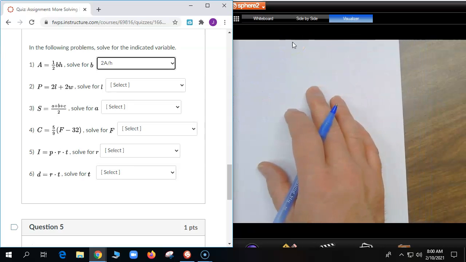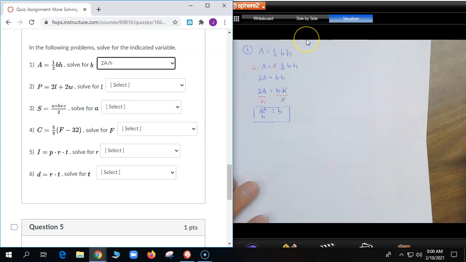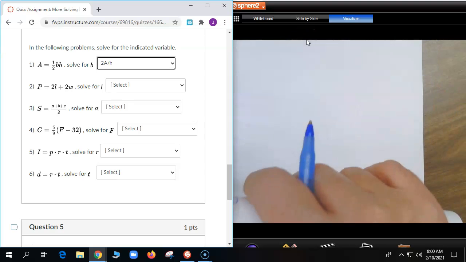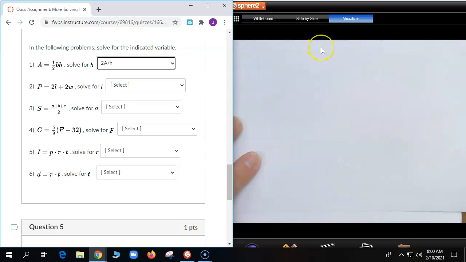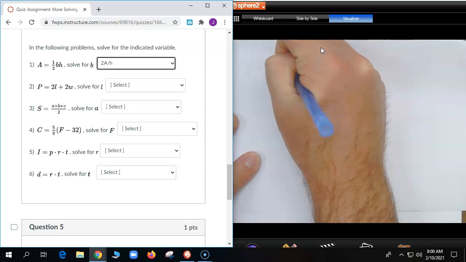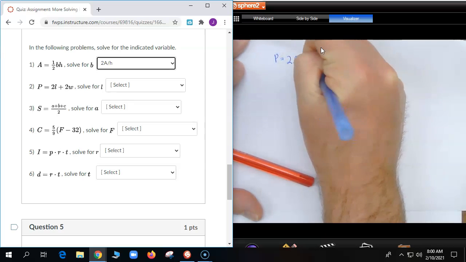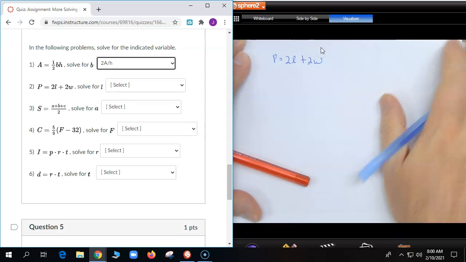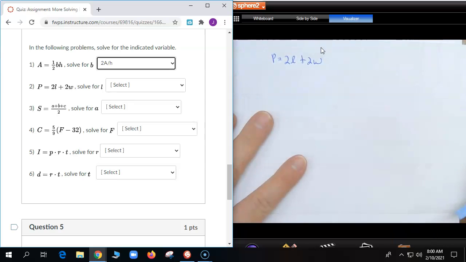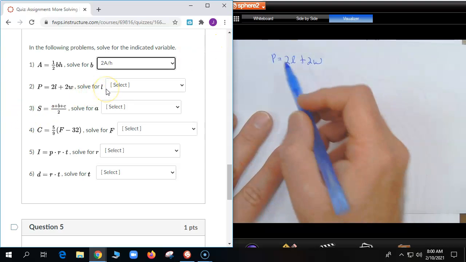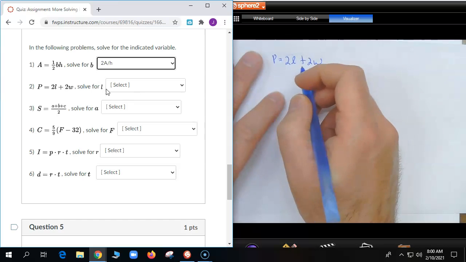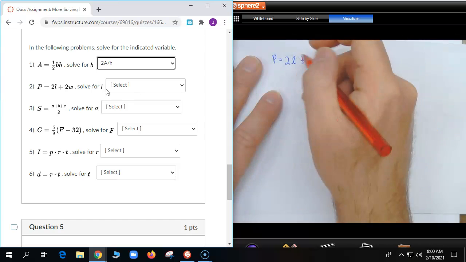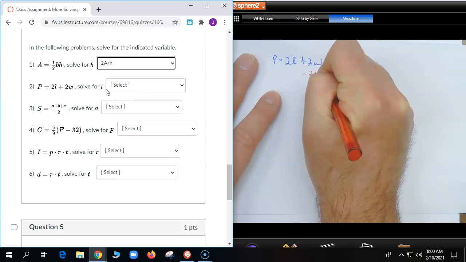For problem 2, we'll just fold the paper here. We have P equals 2L plus 2W. What are we going to do on this problem? We're solving for L. Again, we want to get this by itself, so we're going to pretend that's just some number on its own, and we're going to subtract 2W from both sides.